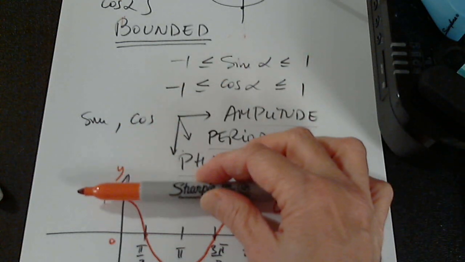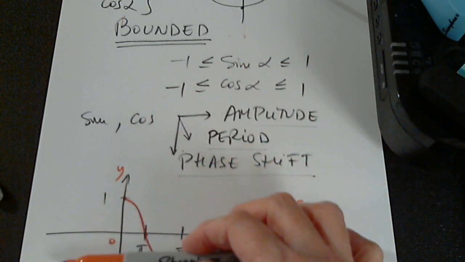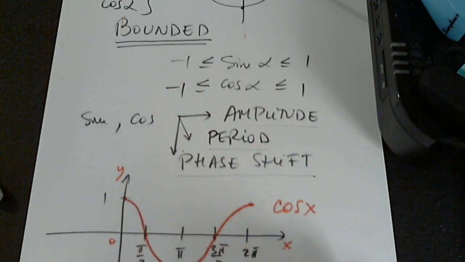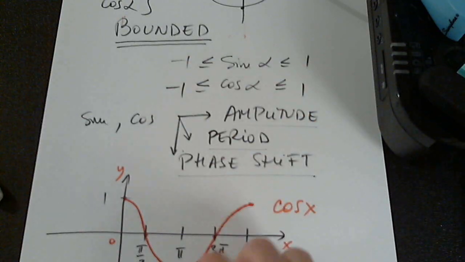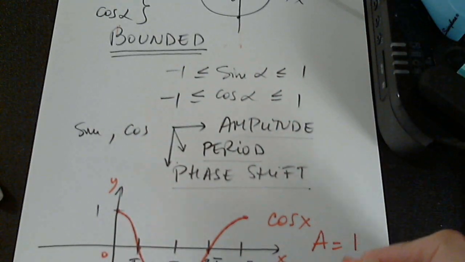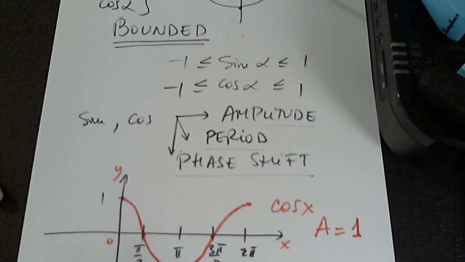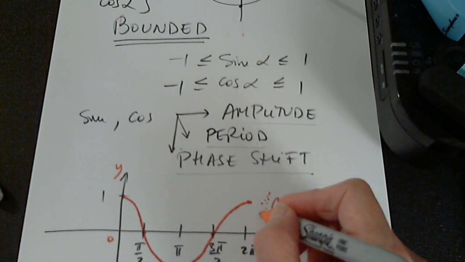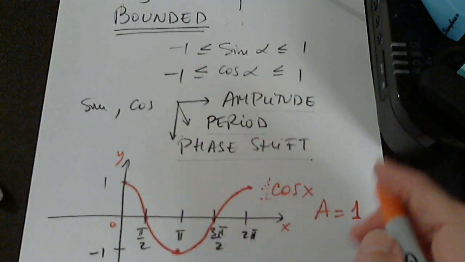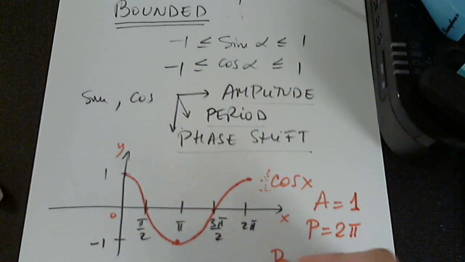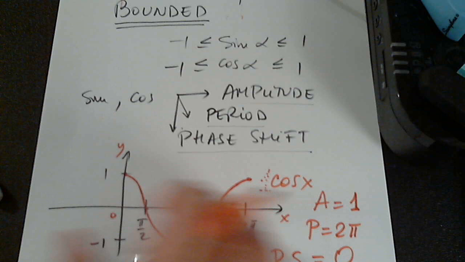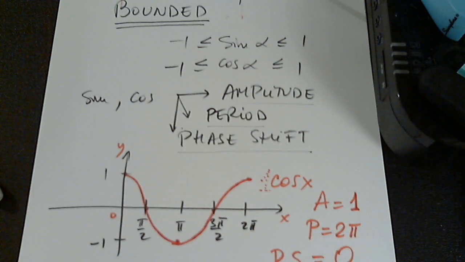Amplitude means half of the distance between the low and the high. So this distance is 2, so amplitude is 1. So in this case, the amplitude is 1. It's the number in front of cosine. The period for this function, we already know, is 2 pi. The phase shift, nothing, 0. It's not shifted anywhere. Okay.